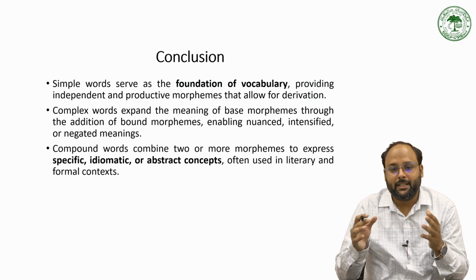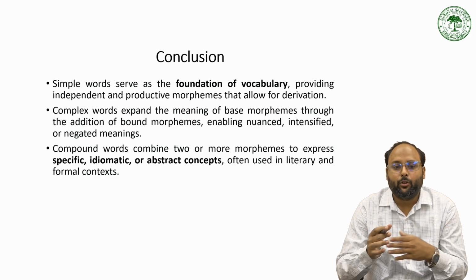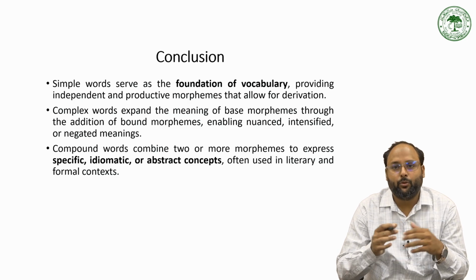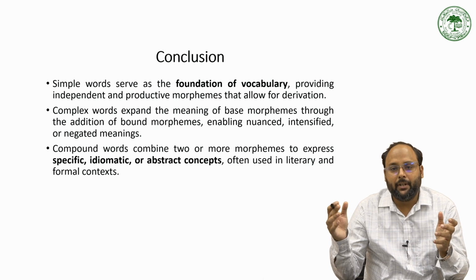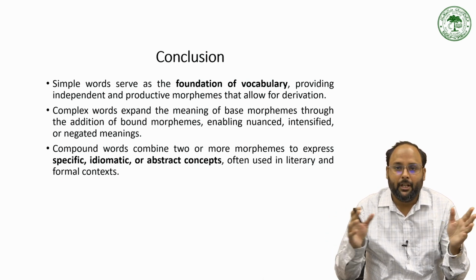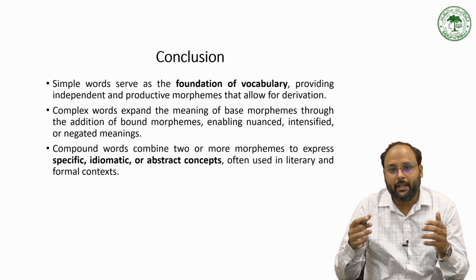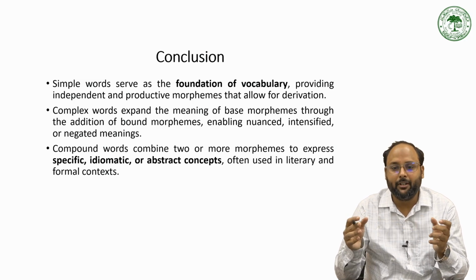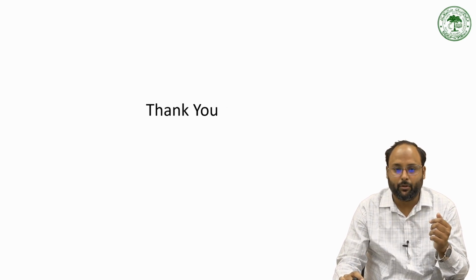The simple word serves as the foundation of the vocabulary, and the complex word expands the meaning of the base morpheme through the addition of bound morphemes, enabling nuanced, intensified or negative meaning. If you add any prefixes or suffixes to the free morpheme, it gives a different meaning. It modifies the meaning in terms of negation, or intensity in terms of excessiveness, or it can also change the grammatical category, like tense, aspect, and mood. But the compound word creates a different meaning by the combination of two free morphemes. So it gives the meaning of a specific, idiomatic, or abstract concept. Thank you.